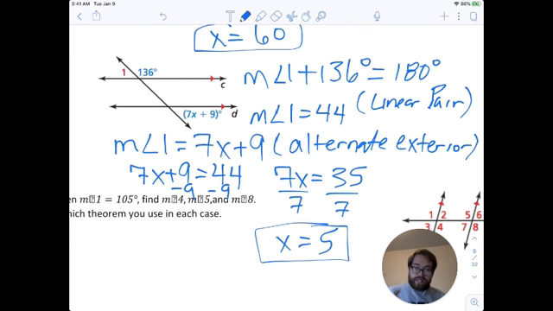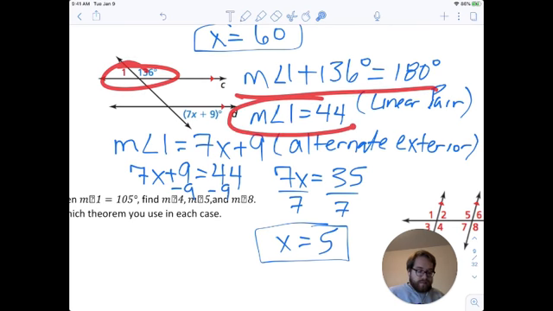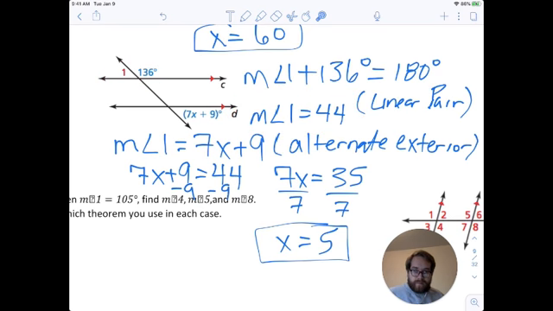So again, looking at your figure, identify the relationships between the different angles, and just try to figure out what do I know. I started with figuring out, okay, these angles form a linear pair, so they add up to 180. That helped me figure out the measure of angle 1. And then I looked at the relationship between 1 and 7x plus 9. That told me that the measure of angle 1 is equal to 7x plus 9. I used the transitive property to set these equal to each other, and then solve for x.